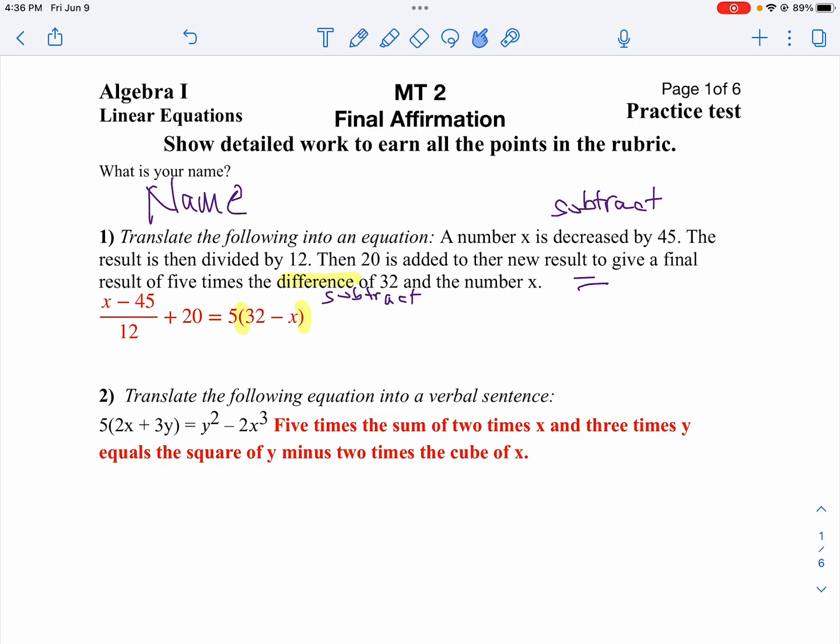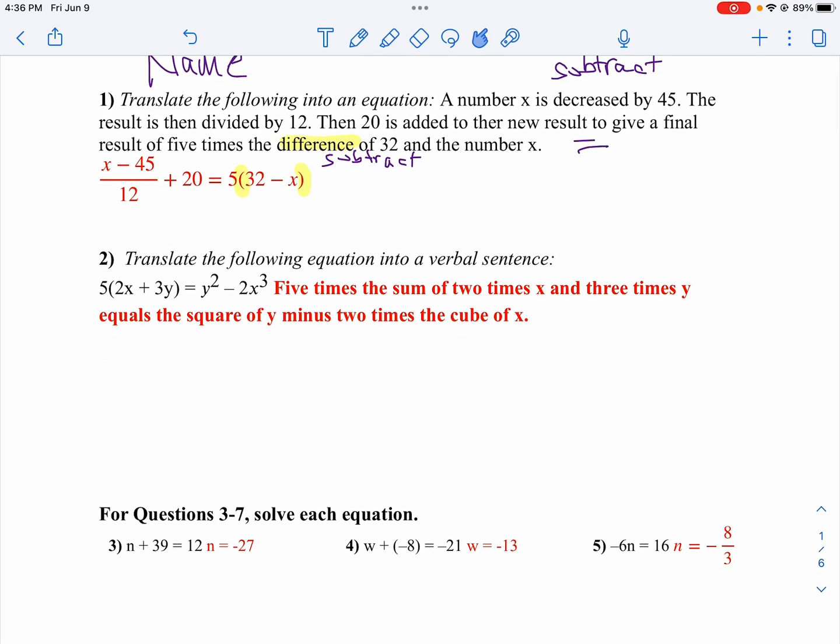And then going backwards, you have to have a parentheses word here because they're in parentheses. So we're going to say 5 times the sum, which will be our parentheses word, of 2 times x and 3 times y equals, I'm going to take the square of y minus 2 times the cube of x. Because remember, when you take something to the third power, we call it cube. When you take something to the second power, it's squared.